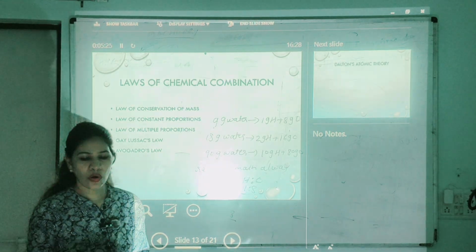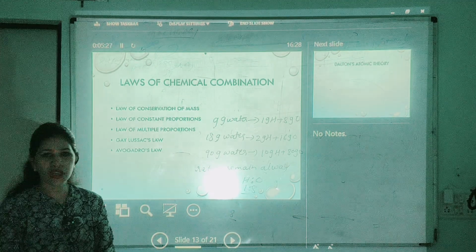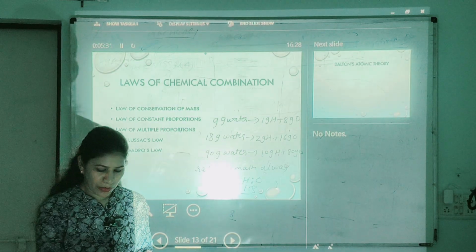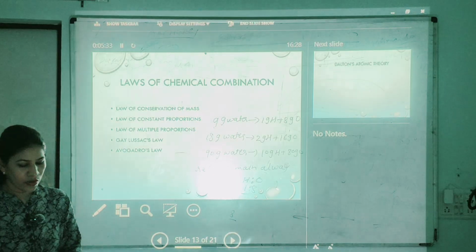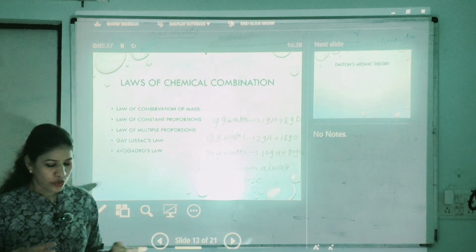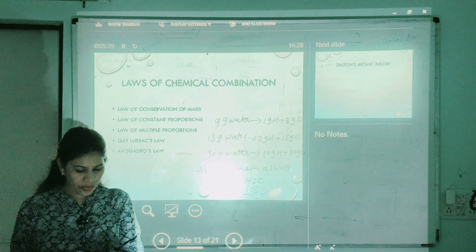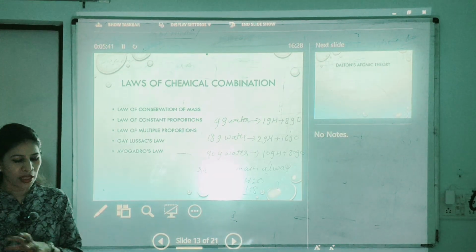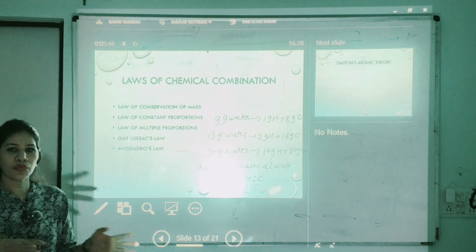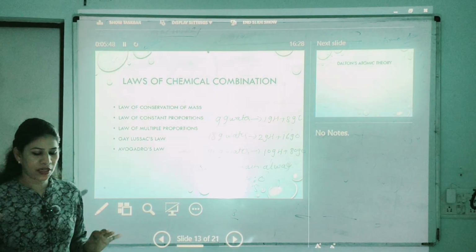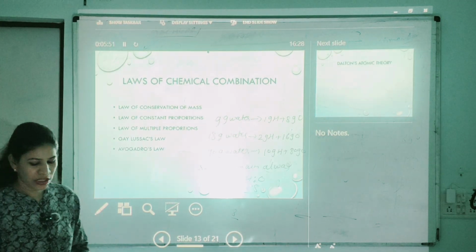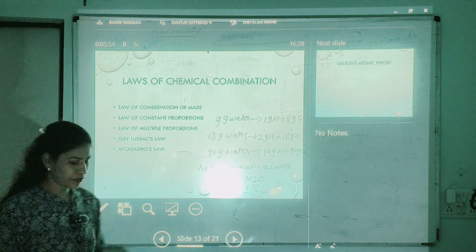Next law is the law of multiple proportions. What do you mean by multiple proportion? Actually, the law of multiple proportions is a law that states when two elements combine with each other to form two or more different compounds, the masses of one element that combine with a fixed mass of the other element are in a simple whole number ratio. For example, carbon and oxygen.